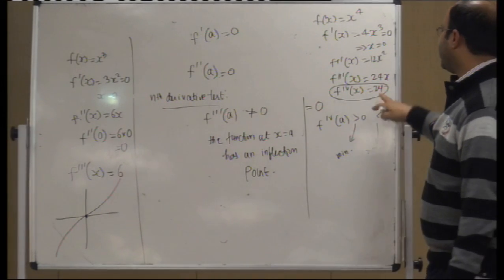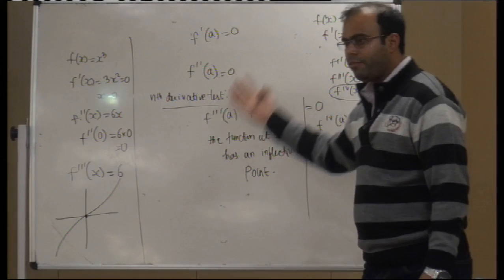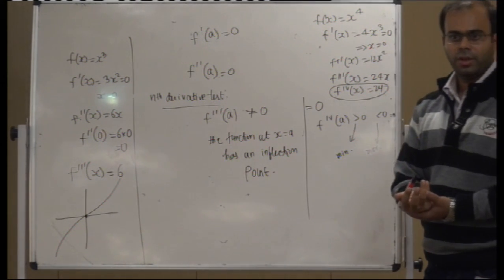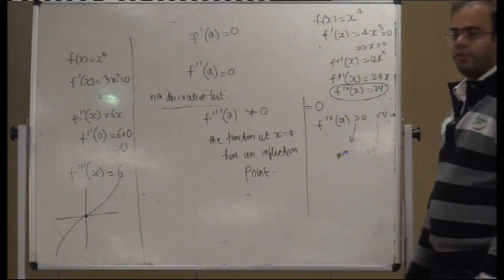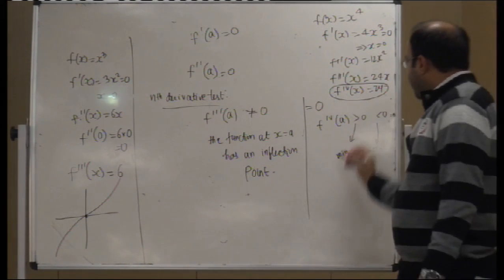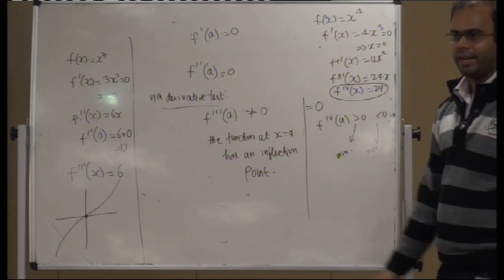And in that case, if it is positive, this is the point of minima. Because in second derivative, we know if it comes out to be positive, it is a point of minima. If the fourth derivative comes out to be positive, point of minima. So basically, this is the chain. This is a cycle which you have to follow in any derivative test.